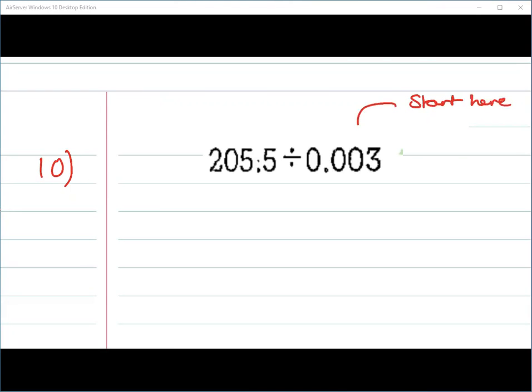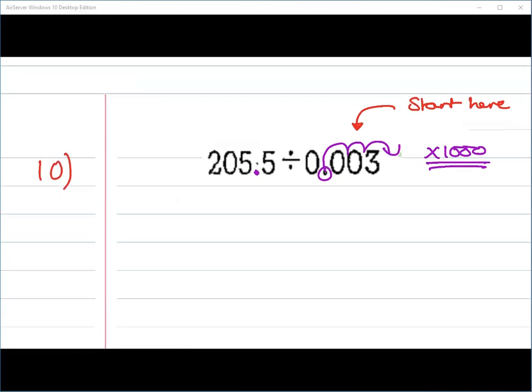Okay, so Mr. Hamza, how do we do this question here? 2.5 divided by 0.03. What do we do? Times the right number by 1,000? Fantastic. To make it into a whole number. 1,000, right? Yeah. And if you times that by 1,000, what do you do to the other number, the first one? You times it by 1,000 as well. So that should give you 2,500.